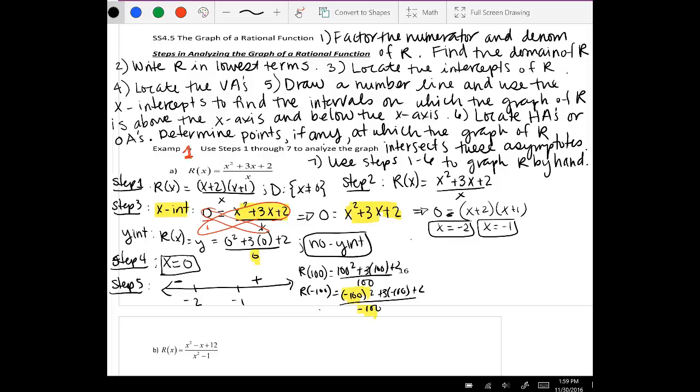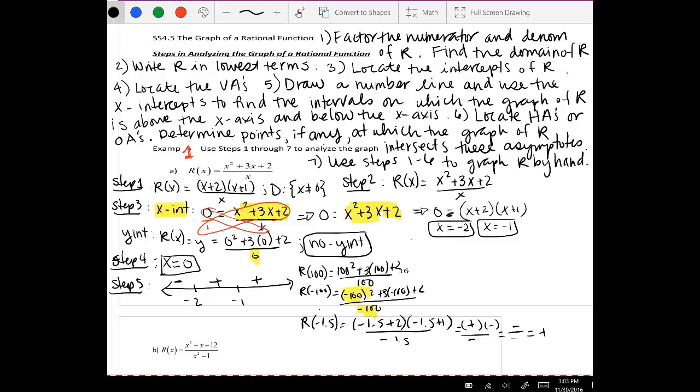And the last one in between, I don't have a lot of choices, so I'm just going to pick negative 1.5. I'm going to work this one out cautiously, but I can use the factored form, so this is easier. Negative 1.5 plus 2 times negative 1.5 plus 1 all over negative 1.5. So it's a positive times a negative times a negative divided by a negative. On the top, a negative times a negative is positive, and divided by a negative, so this is going to be a positive.